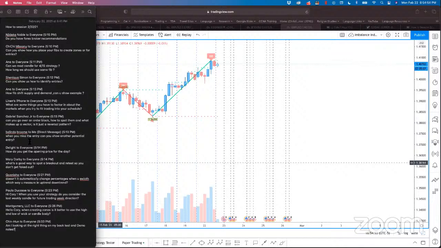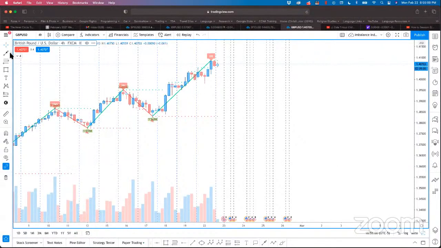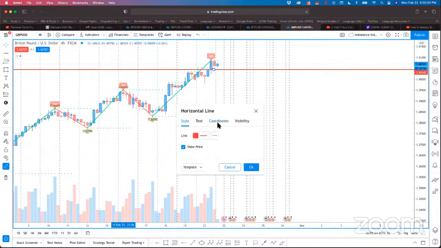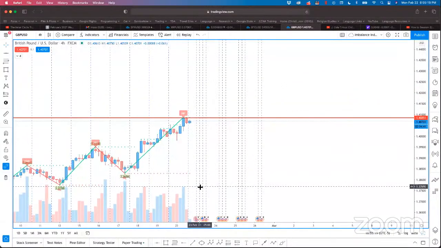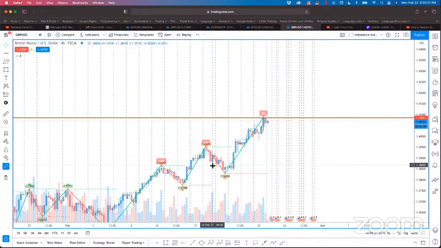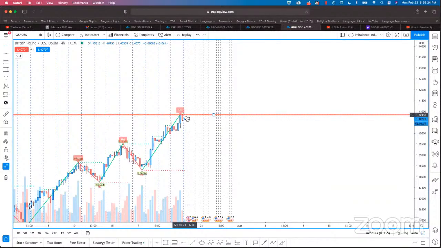Okay. Well, I'm looking at entering at 1.4851. That's my daily zone, so I'm waiting for it to break. For a buy or a sell? For a buy.